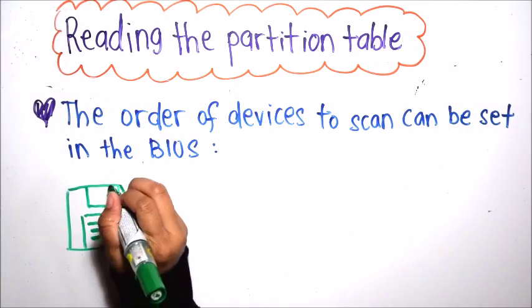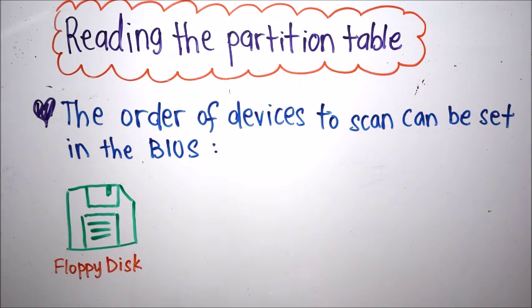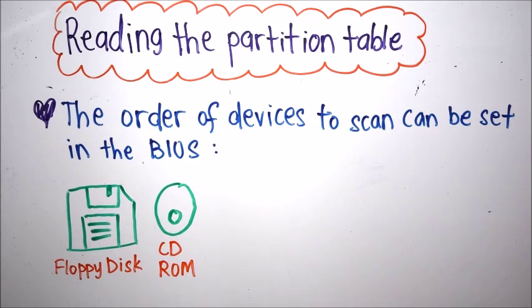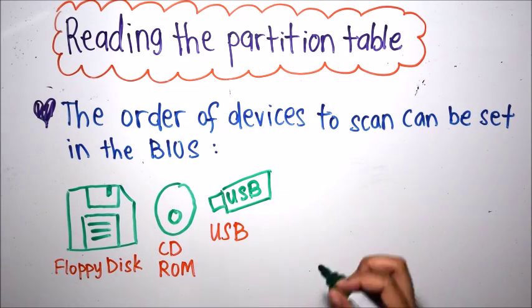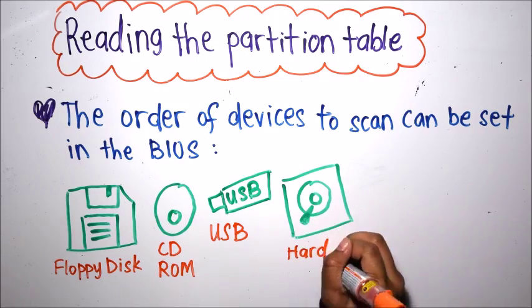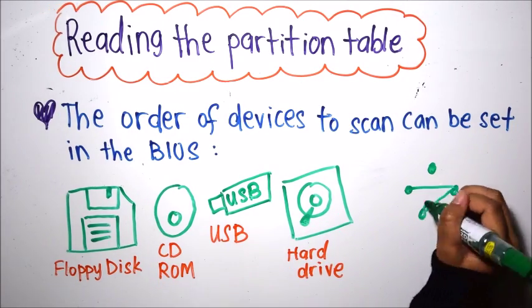First is floppy disk. Second is CD-ROM. Third is USB. Fourth is hard drive. Last but not least is network.